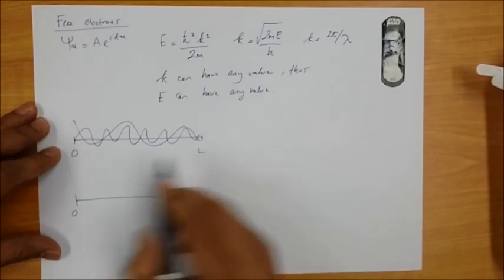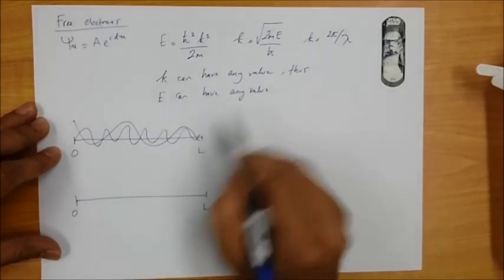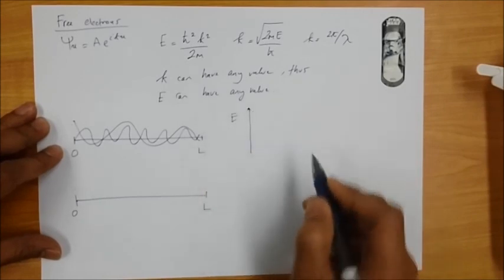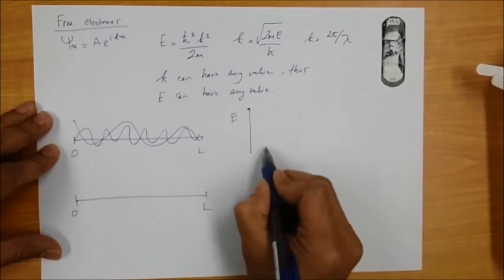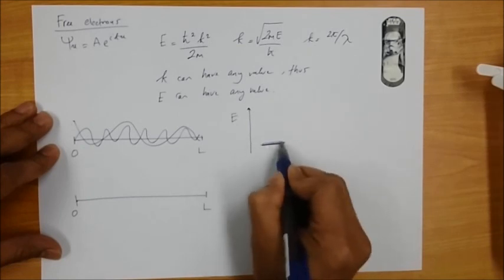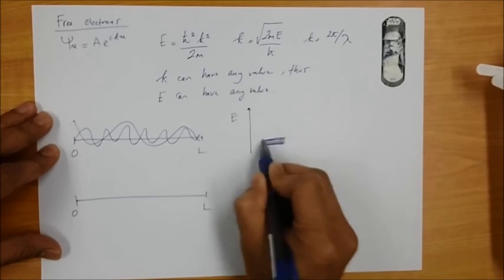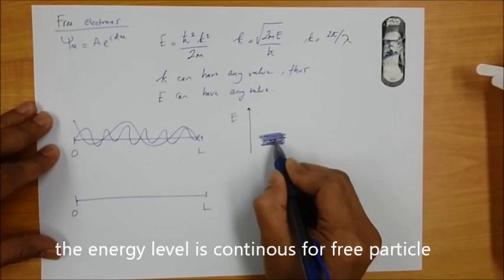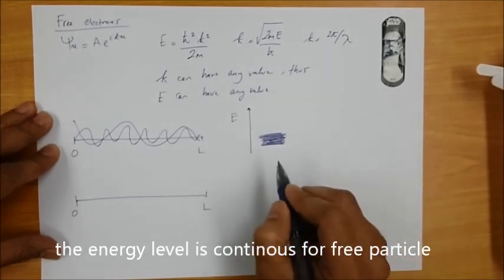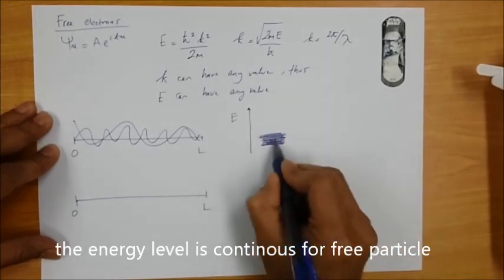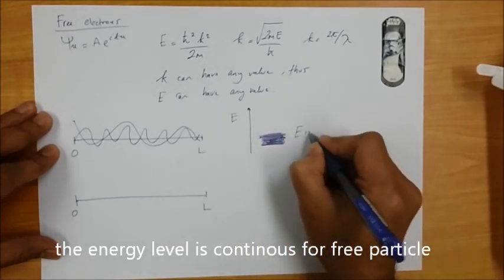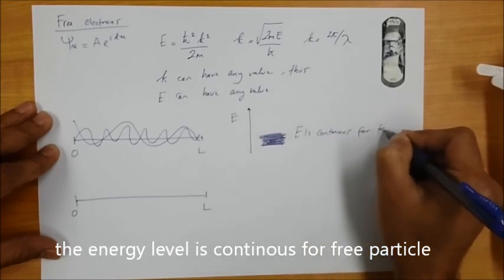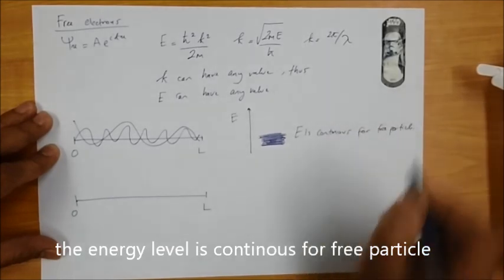Now, this translates to the energy: because the wavelength can be of any value, the energy can be of any value. So if we were to plot the energy profile of the free electron, it can have this value, that value, this value. I'm just going to draw a continuous line here, right? Because you can have any lambda value, so the energy profile is continuous for a free particle. Great.